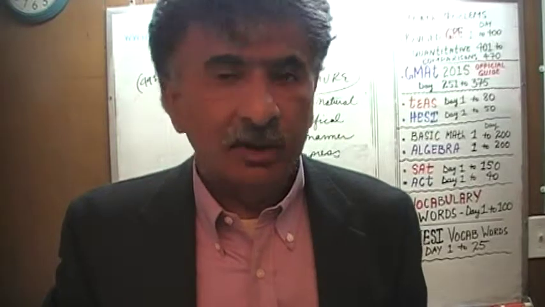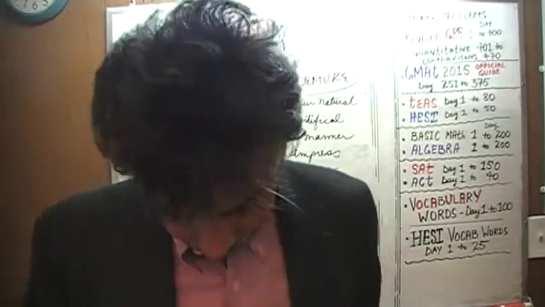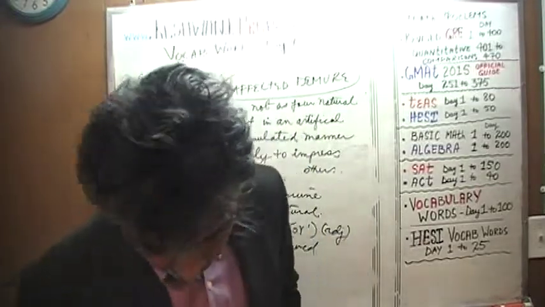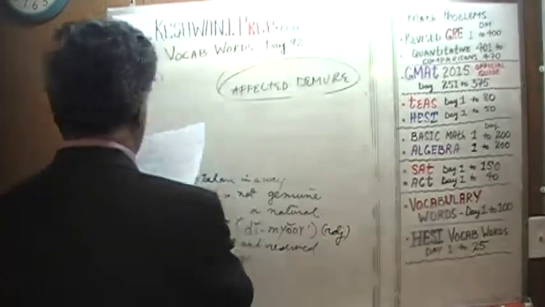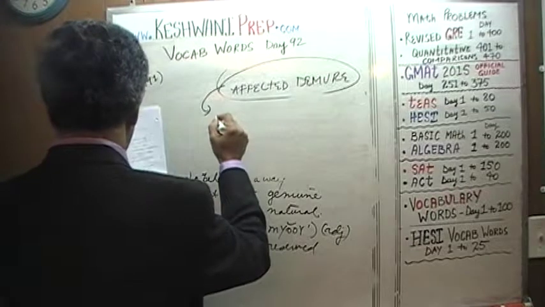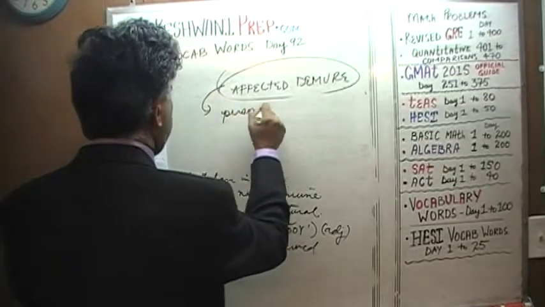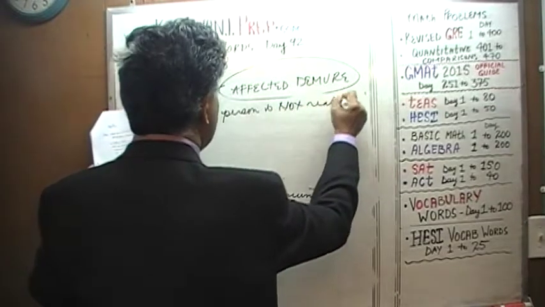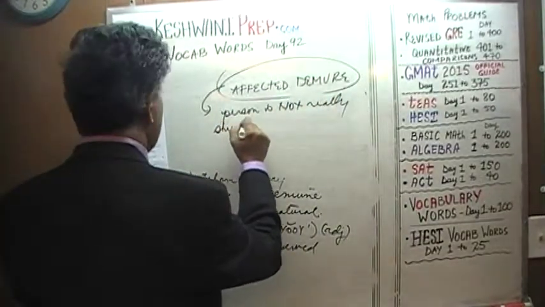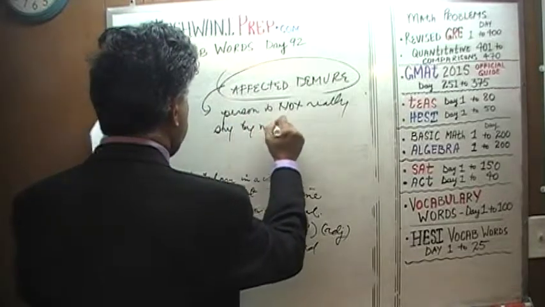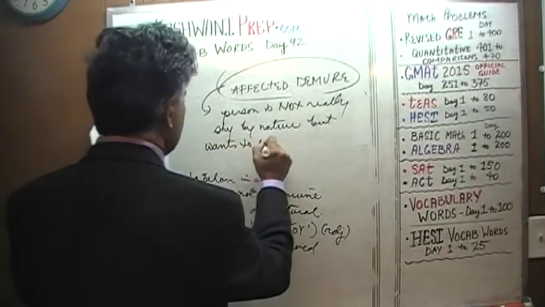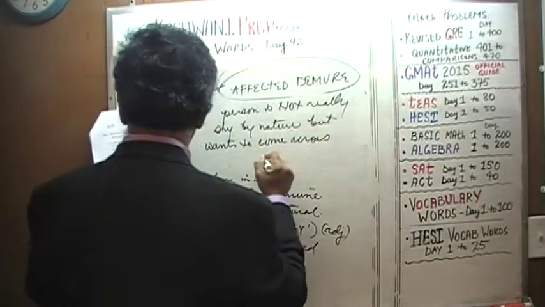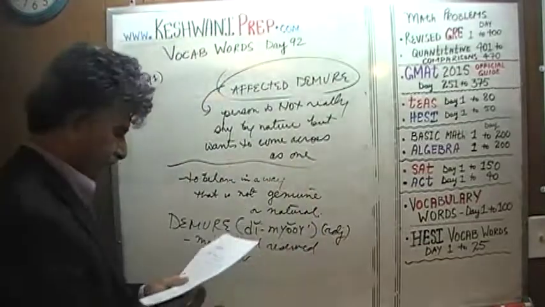His shyness was not real, was not genuine. He was just pretending to be shy. You understand? Affected demure. A person who is not really shy by nature, but wants to come across as one. Affected demure.